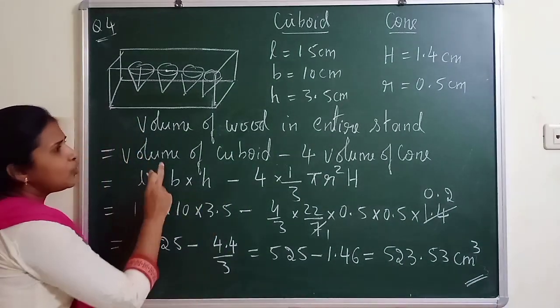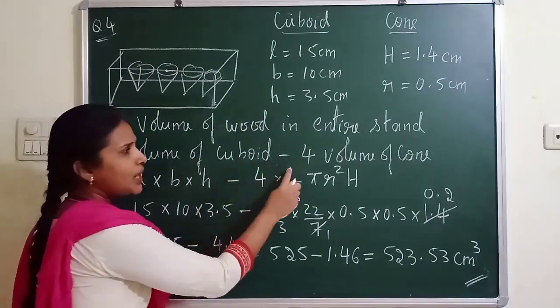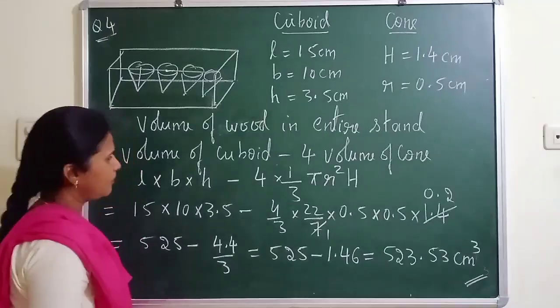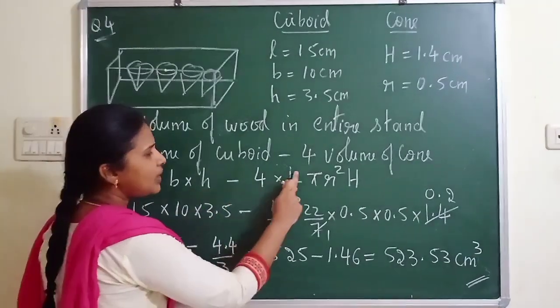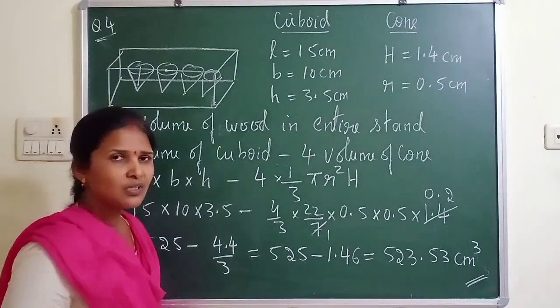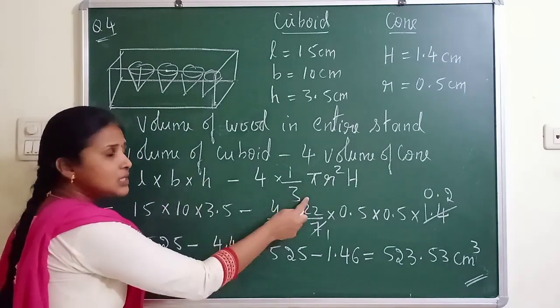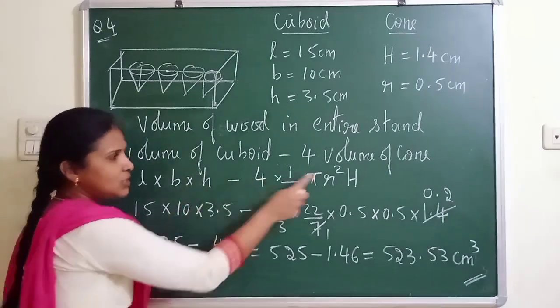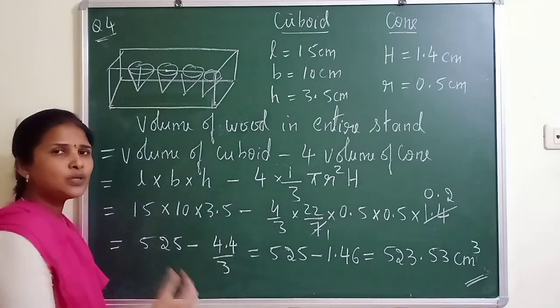Now let us find the volume of wood in the entire stand, which equals the volume of cuboid minus 4 times the volume of cone. What is the volume of cuboid? L into B into H minus 4 into 1 by 3 pi r square h. If you observe, till now I was taking common terms and then simplifying. But here nothing is common. L, B, H, h is also not common. There is no pi also. So write as it is and substitute as it is.